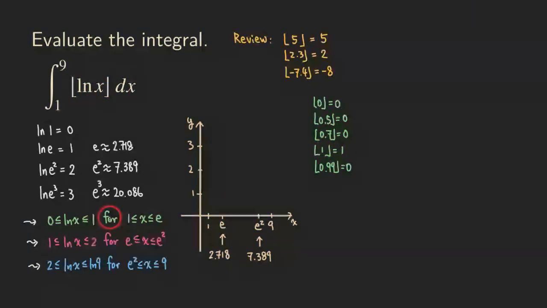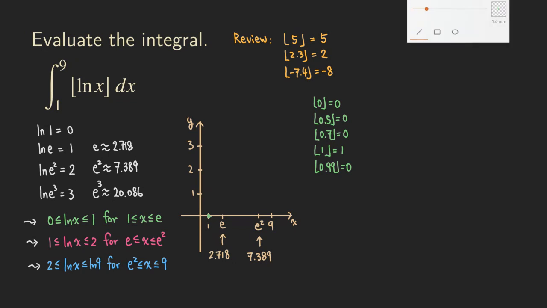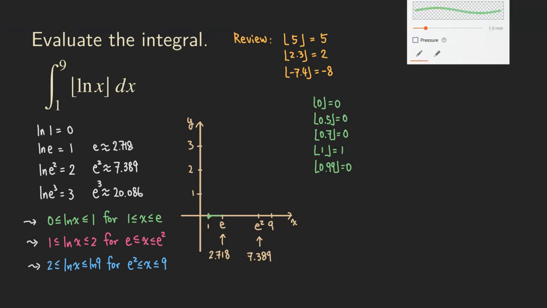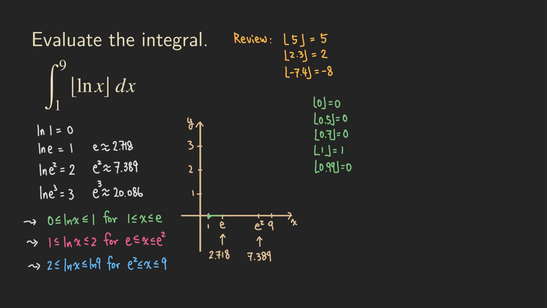So now how do we graph this one right here? It's just a horizontal line, right? Including the 1 right here, but not including the e. So I'm going to put an open circle right here. Now that's how we graph the first one.